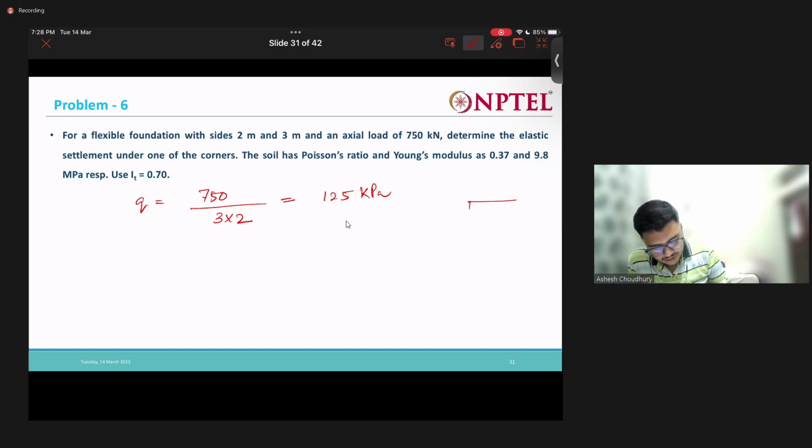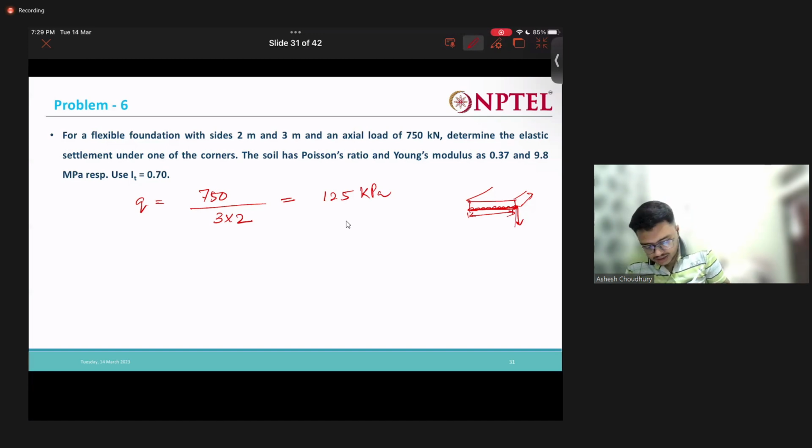So there is a footing. Okay, there is a footing like this. So a 2 meter by 3 meter footing is there. At the base of the footing, this much pressure is actually acting. Now we have to find out the settlement below one of its corners.